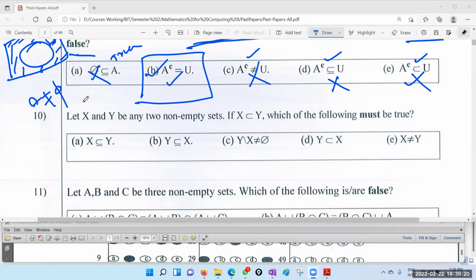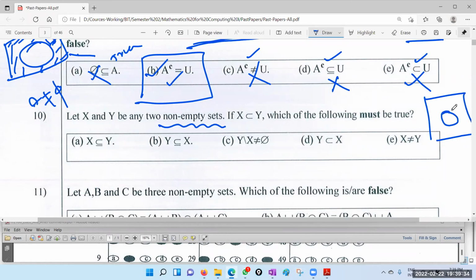Right. Let x and y be any two non-empty sets. Again, two non-empty sets. If x is a proper subset of y, that means x is definitely inside y, and there's no way x can be y also. There's no possibility of x equal y, and x must be within y. Which of the following must be true?